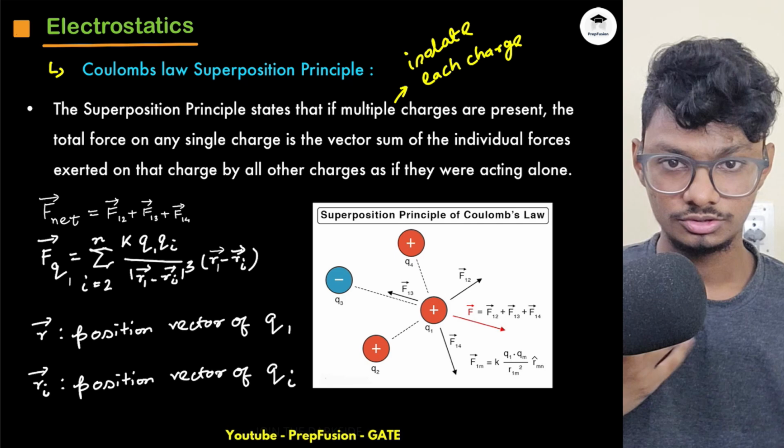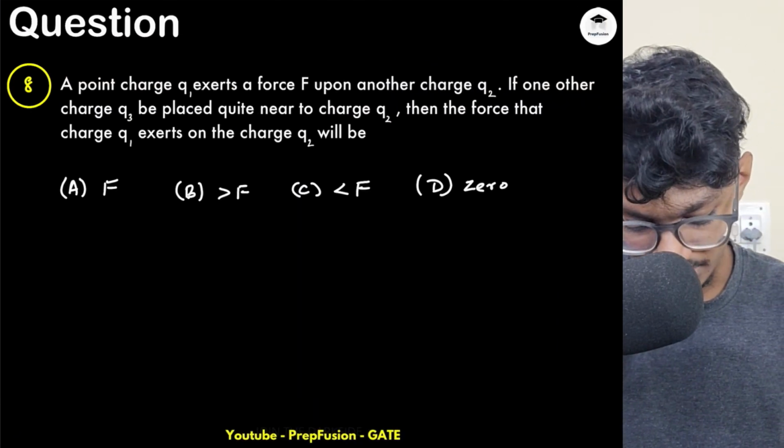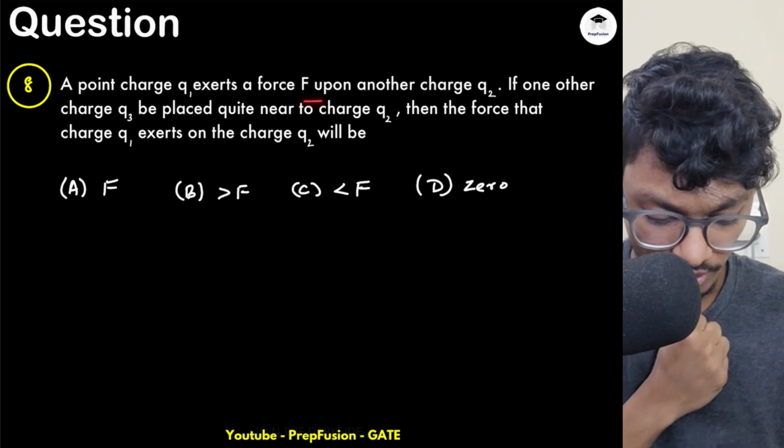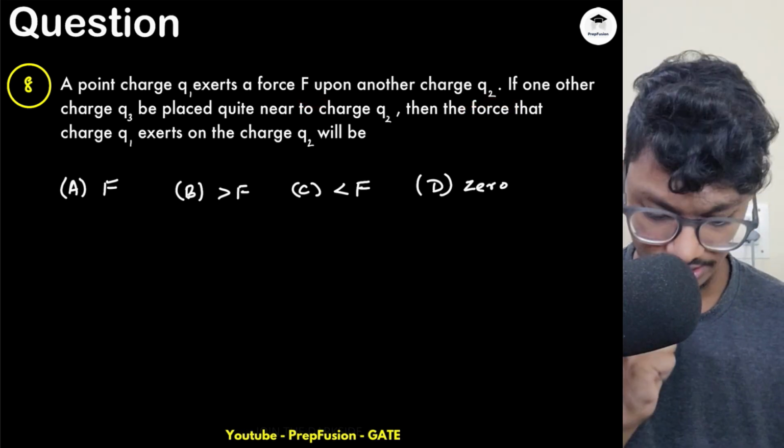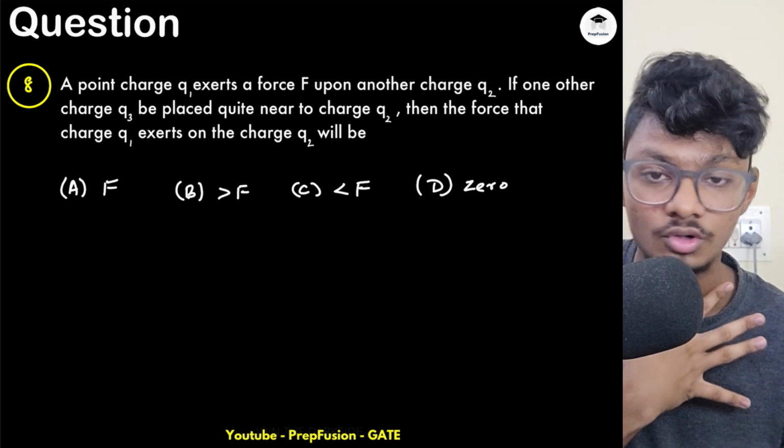My iPad crashed, so we'll start with a question, where we'll understand this concept better. A point charge q1 exerts a force F upon a point charge q2. So q1 and q2 are there, and q1 exerts a force on q2. q2 itself cannot exert a force on itself, right?